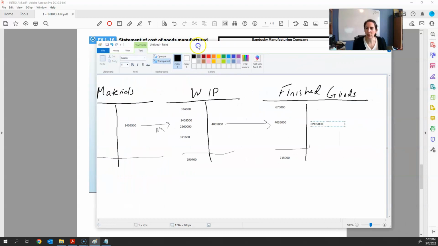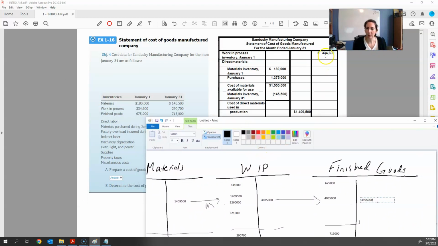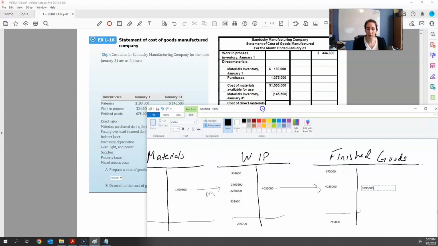Now that we've arranged these all, let's look at it in a spreadsheet. We're going to grab all these numbers. Here's my beginning work in process, because this is a statement of cost of goods manufactured. You've got 334.6. That's where you started beginning work in process inventory. And then we have to add direct materials. Well, we don't have direct materials. We have to do a little bit of math there, the ones that I showed you below.